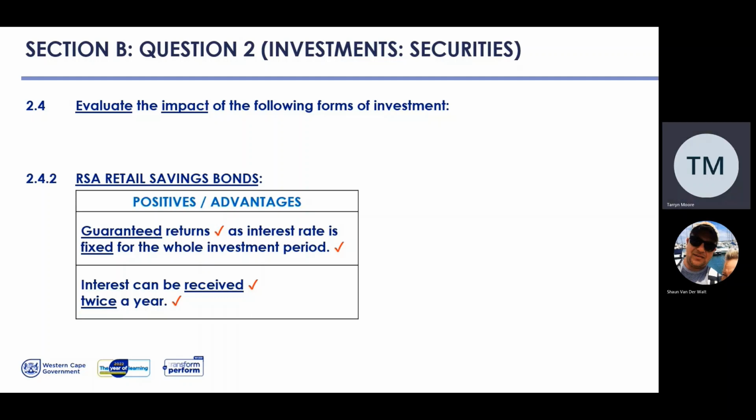As interest rate is fixed for the whole investment period. So whatever happens in the world, whatever happens in and around us, the guarantee is that you'll get a return at the interest rate that it is fixed at. And the other very attractive advantage to the RSA retail savings bonds is that you can receive interest twice a year.